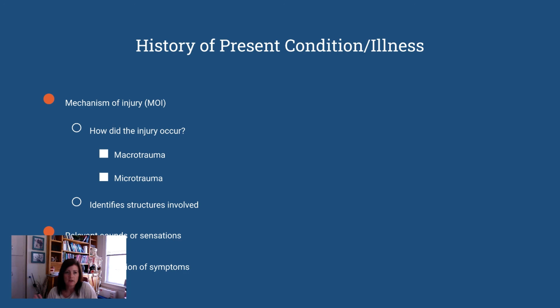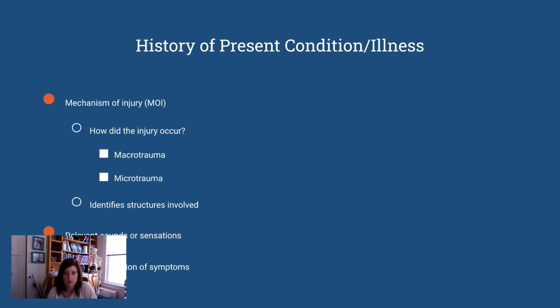So specifically looking at the mechanism of injury. Is it a macro trauma? Did they fracture a bone? And so now your patient's laying there with a broken arm or a broken leg. That's pretty obvious. Micro trauma is going to be maybe more microscopic changes that are happening within the body, and that maybe could happen over time as opposed to an acute onset.